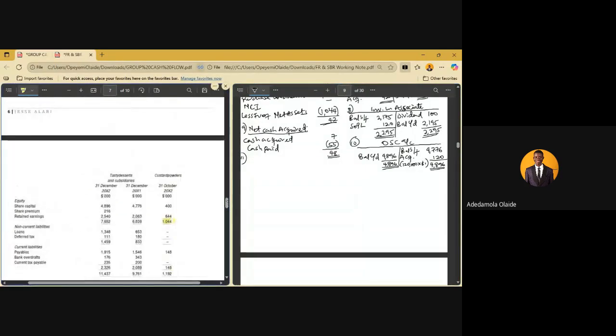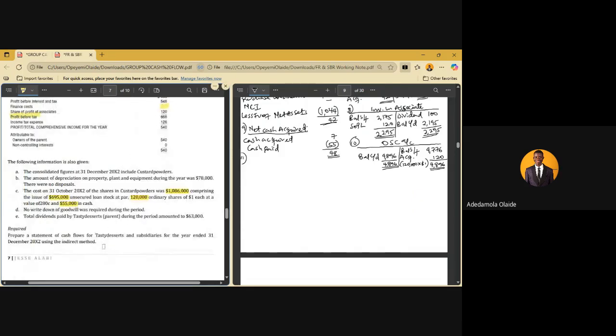Note 11. We have share premium of 216. Where is the share premium of 216 coming from? Come back to the additional information again. The 120,000 ordinary shares they said they sold. The nominal value is $1 each, but they sold it at the value of 280 cents. 280 cents converted to dollars will be 280 cents divided by 100 cents. Meaning it should be $2.8.